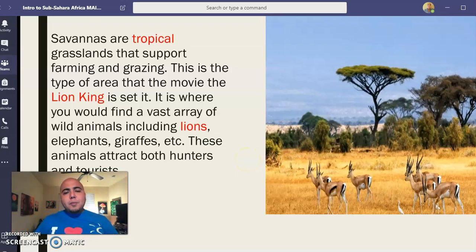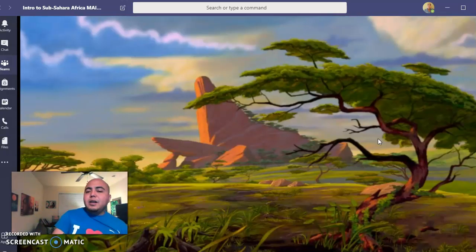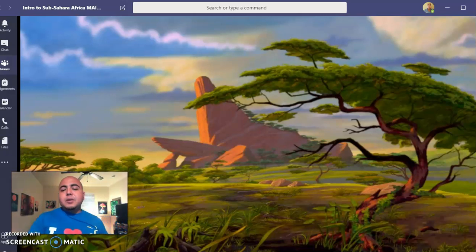Savannas are tropical grasslands that support farming and grazing. This is the type of area that the movie The Lion King is set in. It is where you'll find a vast array of wild animals, including lions, elephants, giraffes, etc. These animals attract both hunters and tourists. Okay, so you have a picture right here that I provided so you can see what a savanna looks like. And I also provided an image from the Lion King film. The movie The Lion King is based on Africa, the region, the setting, so you can see the similarities and just make those inferences.